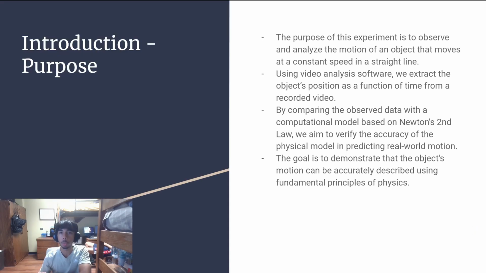For the introduction, what was the purpose? The purpose of this experiment is to observe and analyze the motion of an object that moves at a constant speed in a straight line. Using the video analysis software Tracker, we extracted the object's position as a function of time from a recorded video. By comparing the observed data with a computational model based on Newton's second law, we aim to verify the accuracy of the physical model in predicting real-world motion. So the goal of this is to demonstrate that the object's motion can be accurately described using fundamental principles of physics.